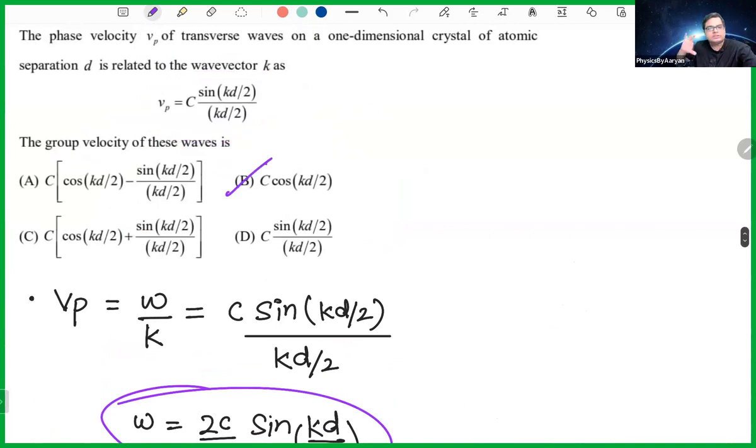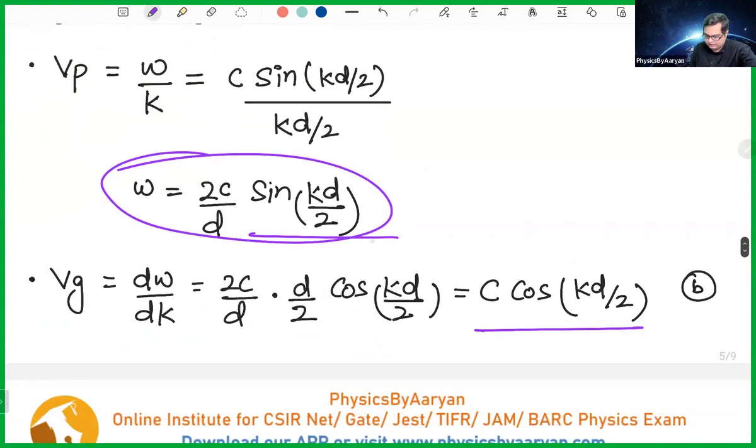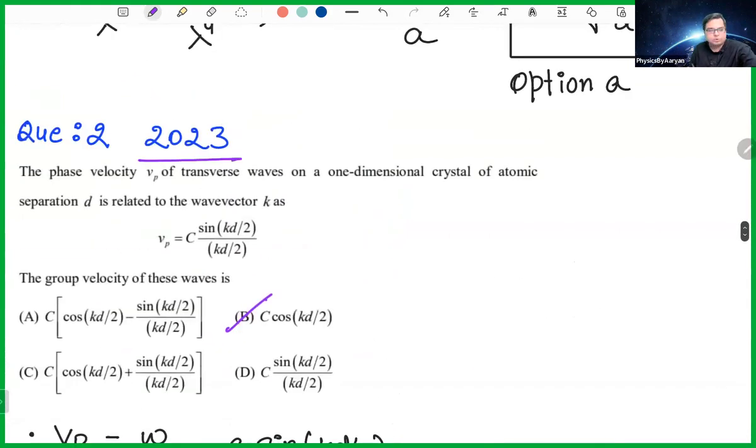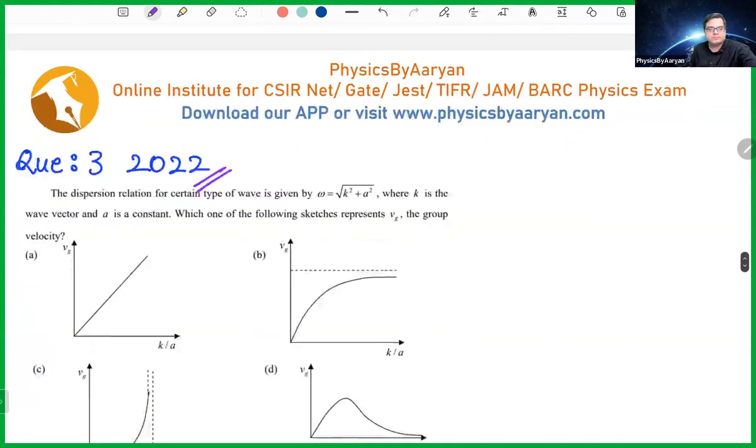So a very simple question in which the phase velocity was given directly. You can easily find out omega versus k, and then you differentiate it, and once you differentiate, you get the group velocity. There was nothing in this, and this is one of the simplest questions. This was asked in 2023 in IIT JAM. Clear? Now let's see the 2022 question.